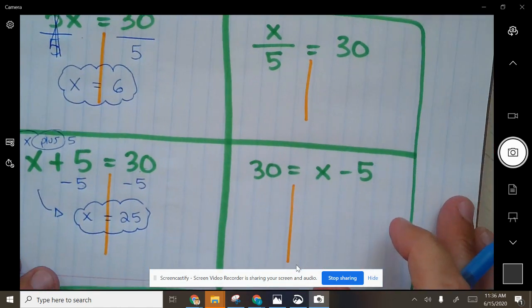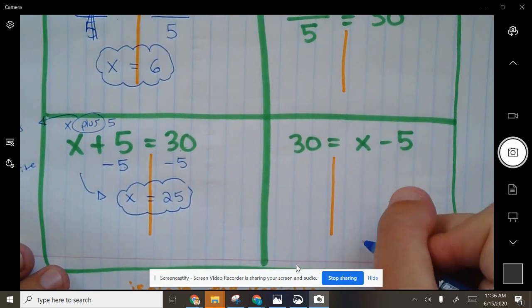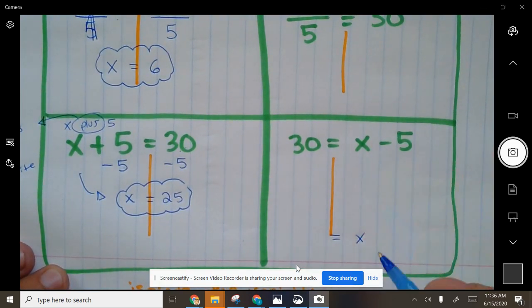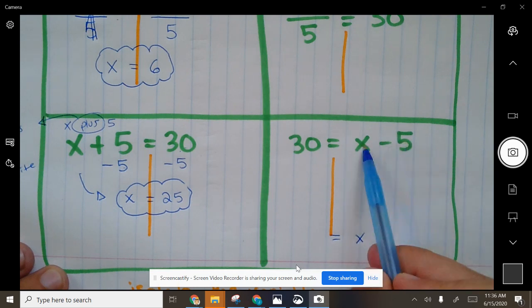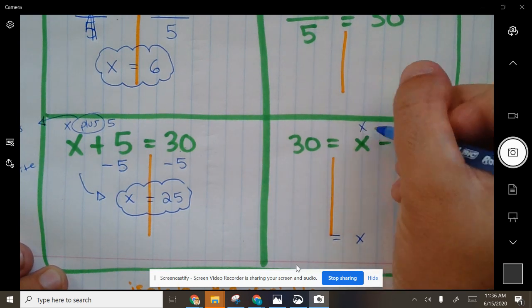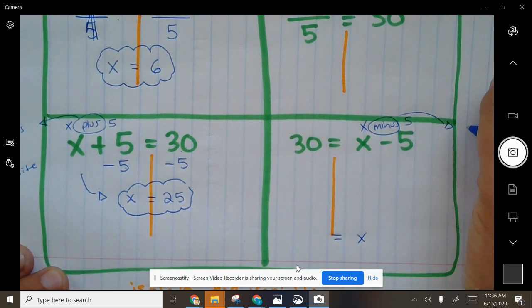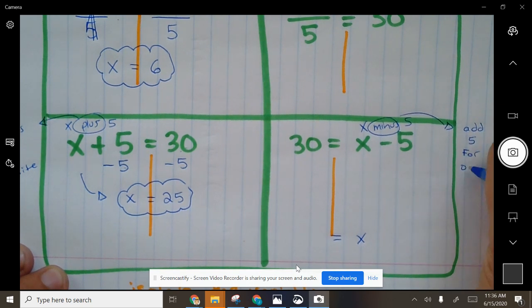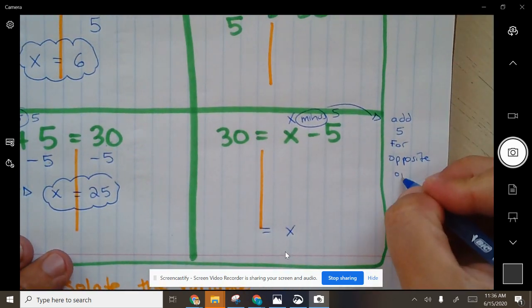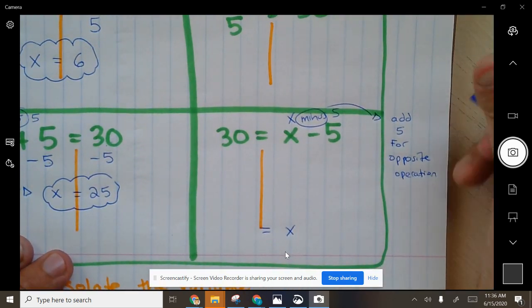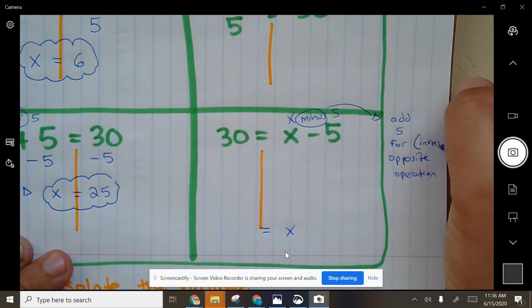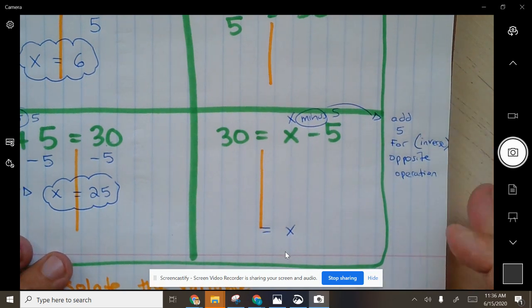All right. Here, this is a little different. x is going to end up on this side. What's over here with x we have to get rid of? I have x minus 5. We're going to call it opposite operation. That's what they kind of call it in the book. They either call it opposite operation, or they use a fancy word called inverse operation.